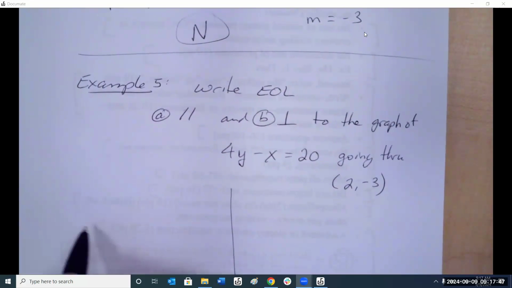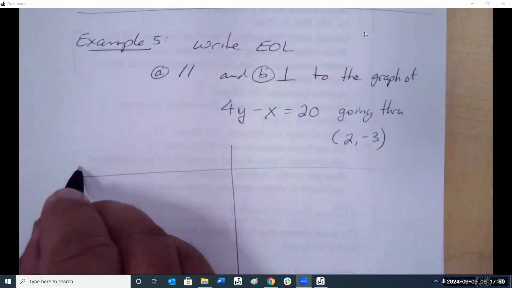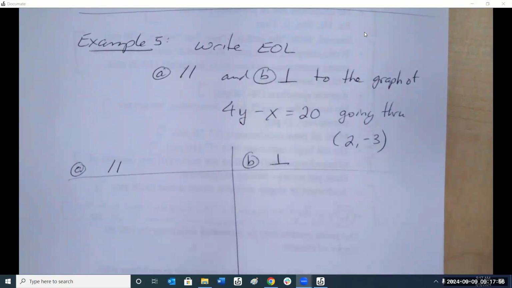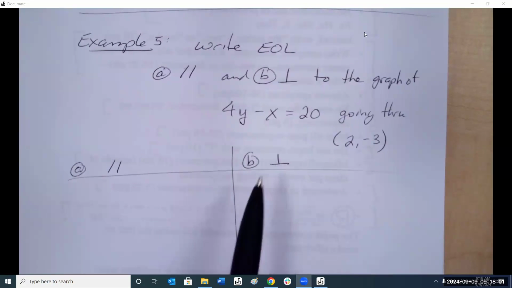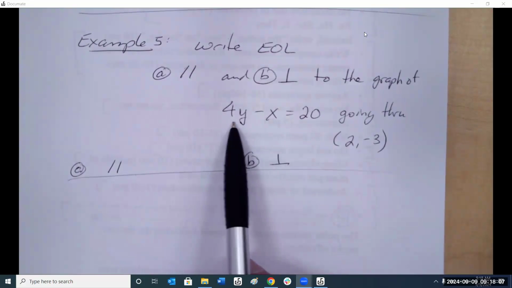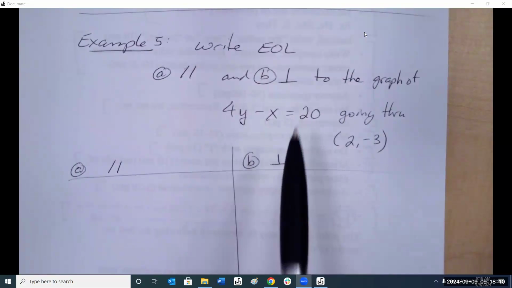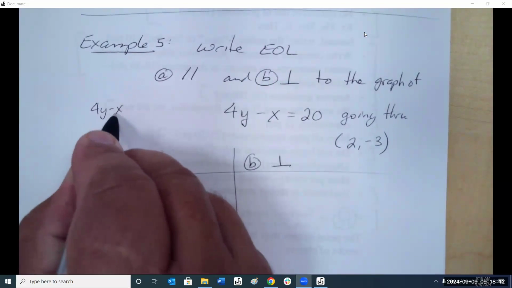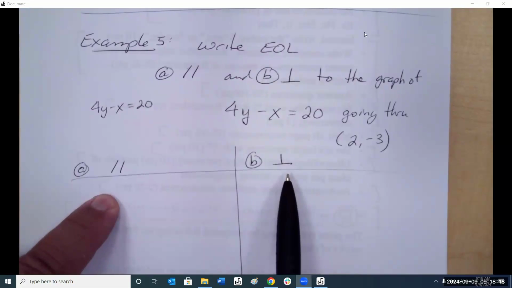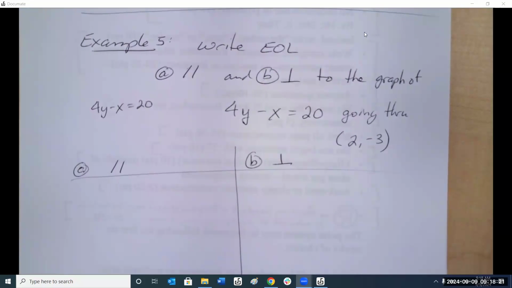Here we have 2 of them. A, we're looking for the line parallel, and B, we're looking for the line perpendicular. Parallel and perpendicular to what? To this other line, 4y minus x equals 20. Why is it important to know if they're parallel or perpendicular? We're not going to draw the lines. We're going to find the equation.